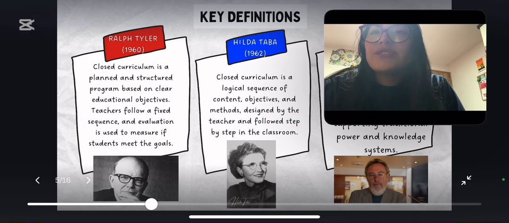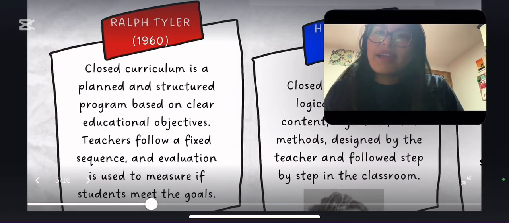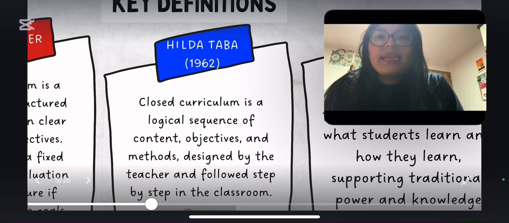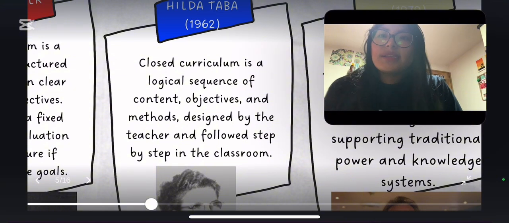Key definitions. Ralph Tyler, 1949: closed curriculum is a planned and structured program based on clear educational objectives. Teachers follow a fixed sequence and evaluation is used to measure if students meet the goals. Hilda Taba, 1962: closed curriculum is a logical sequence of content, objectives, and methods designated by the teacher and followed step by step in the classroom.